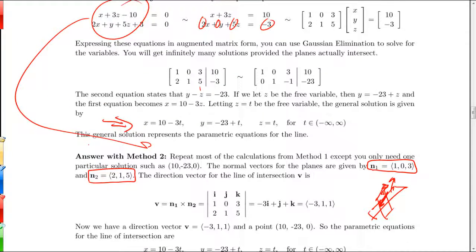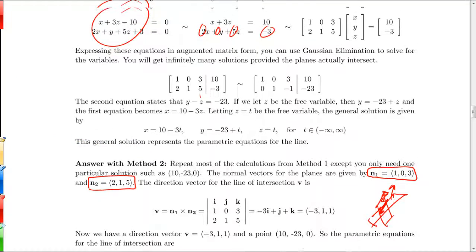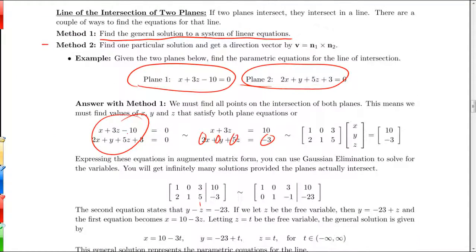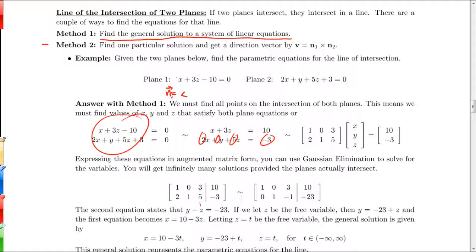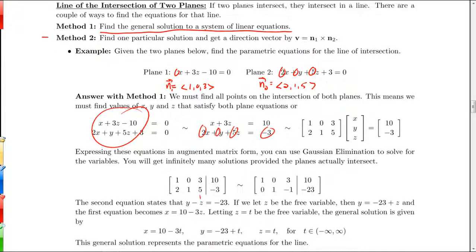And just as a refresher where those came from, they're actually just looking right at you. When you look at the equation for a plane, you have the normal vectors sort of staring at you. It's going to be 1. Oh, sorry, there's a 0 in front of the y. You don't really see it. So it's going to be 1, 0, 3. And then the second normal vector is going to be 2, 1, 5. Like that. So that's where those normal vectors came from.